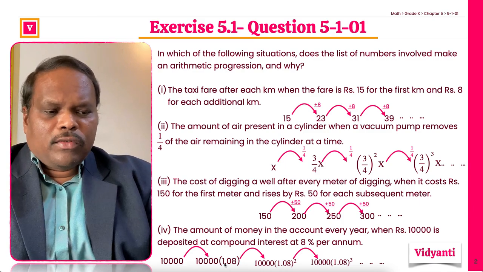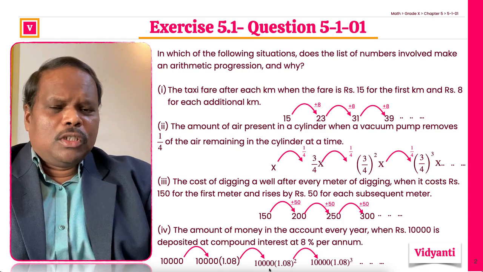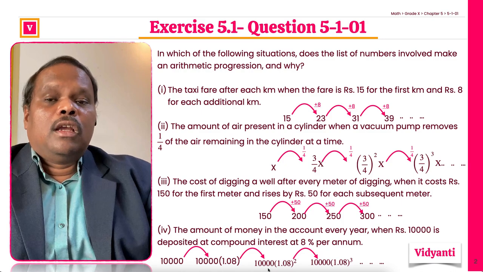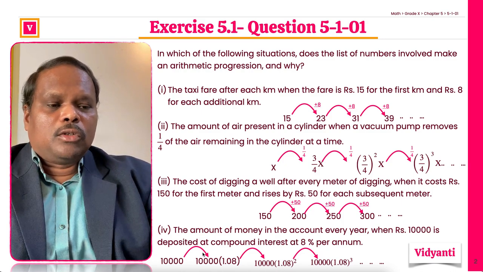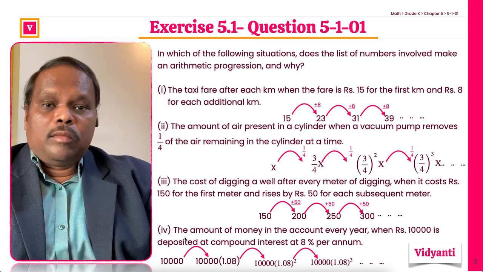So if you take the difference between these two numbers, that's not constant. Here also there is a ratio, it's constant. But again, that's a geometric series. That has got nothing to do with arithmetic progression. This is geometric progression. So again, the fourth one is also not an arithmetic progression.